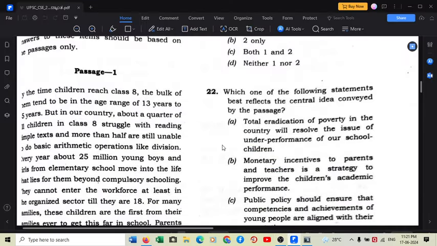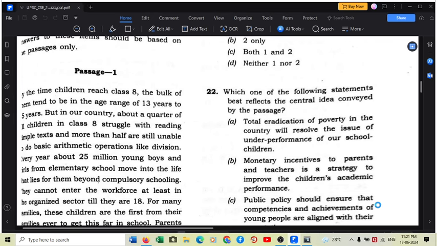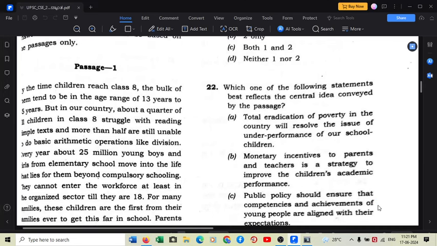So question number 22. Which one of the following statements best reflects the central idea conveyed by the passage? Okay. So very easy passage. Let us see how UPSC is confusing us here. Total eradication of poverty in the country will resolve the issue of underperformance of our school children. So they are linking poverty reduction with underperformance of our school children. Okay, how is it linked?